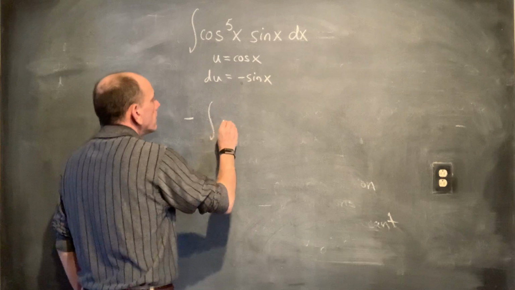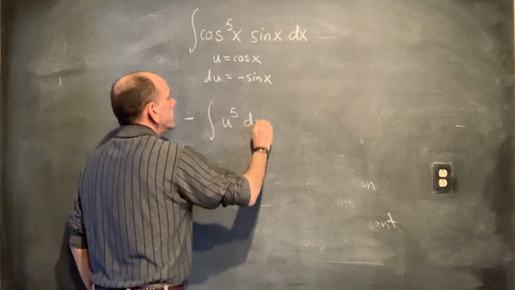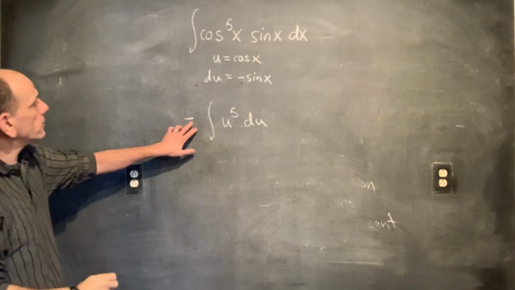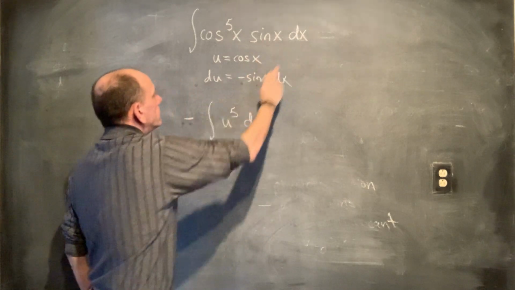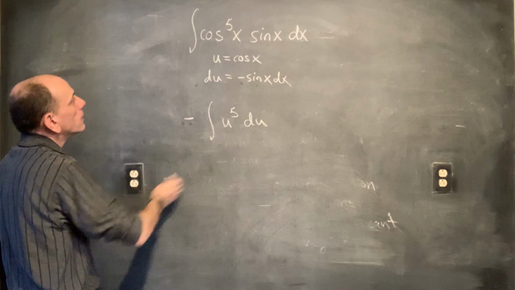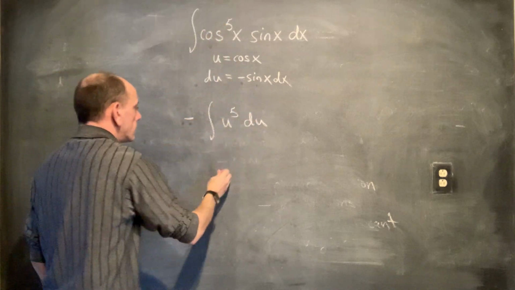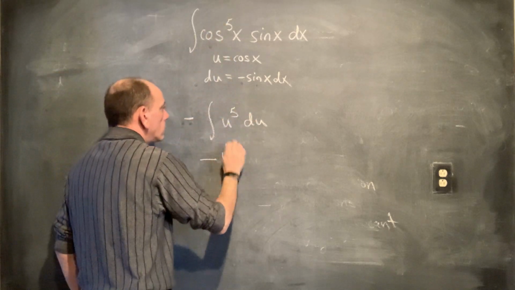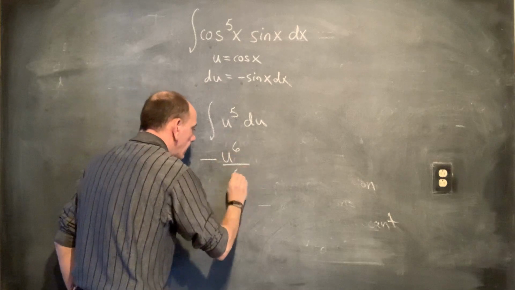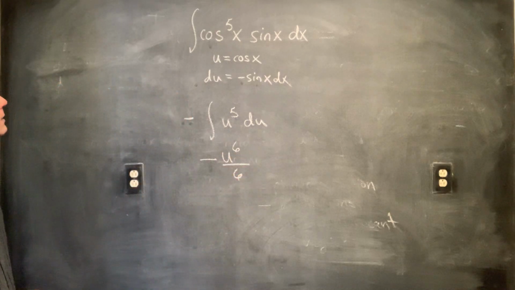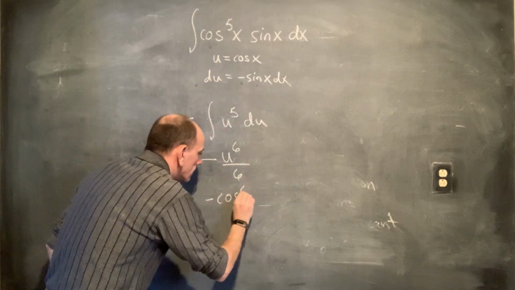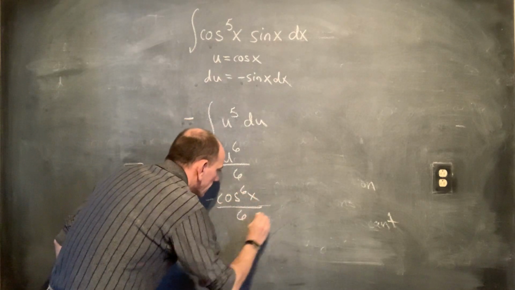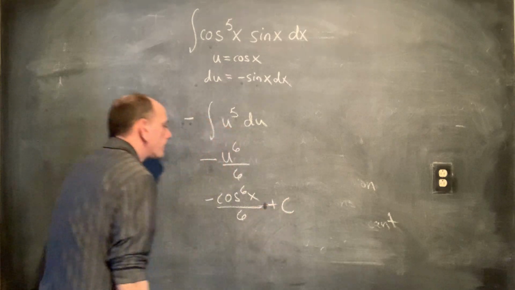Negative u to the fifth du. My negative came out here, and I just pulled it outside. Oops, I forgot my dx. Sine of x dx, that was the negative du. And then I just have u to the fifth. So this is power rule: negative u to the sixth, add 1, divide by the new power. Back sub my u: negative cosine to the sixth of x over 6 plus some constant.